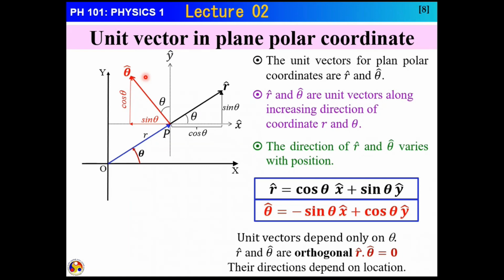Another important point is that these two unit vectors are orthogonal, similar to the Cartesian coordinate system where x cap and y cap are orthogonal. Similarly here, r cap and theta cap are orthogonal.